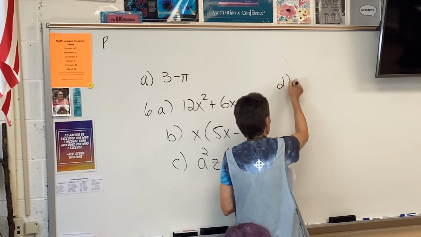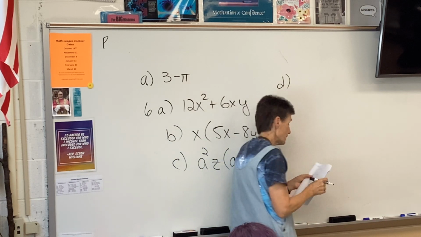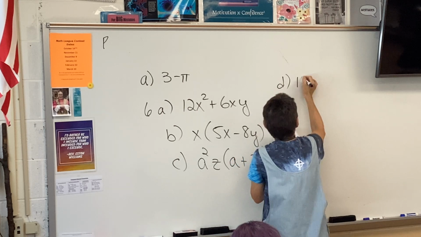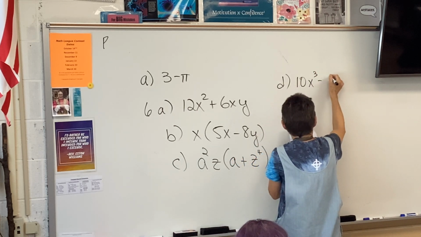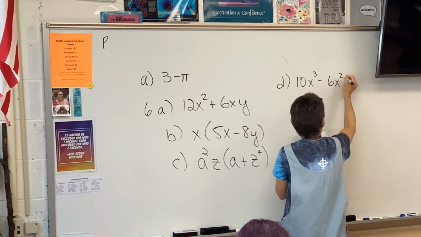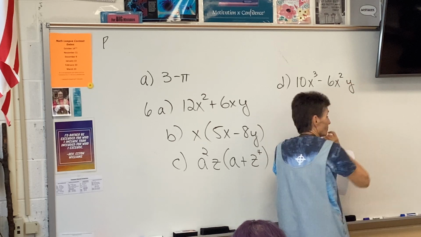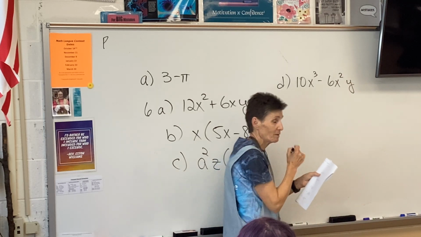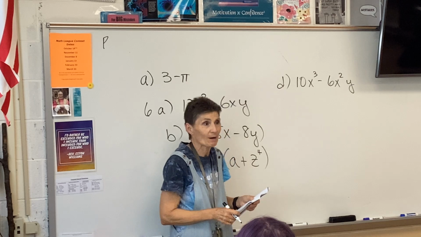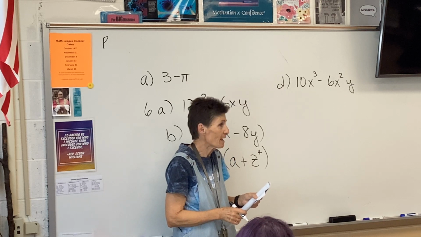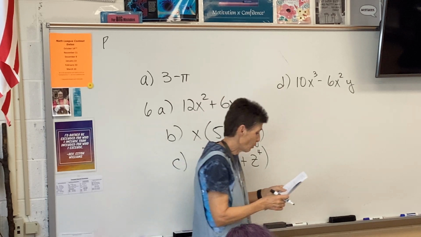D. Who's got a suggestion for D? Mr. Lee? 10x cubed minus 6x squared y, however you say that. Is that what you want? Yeah, right. Okay, what do we think, kids? Is that right? Yes. You okay with that? All right, two more. How about E?